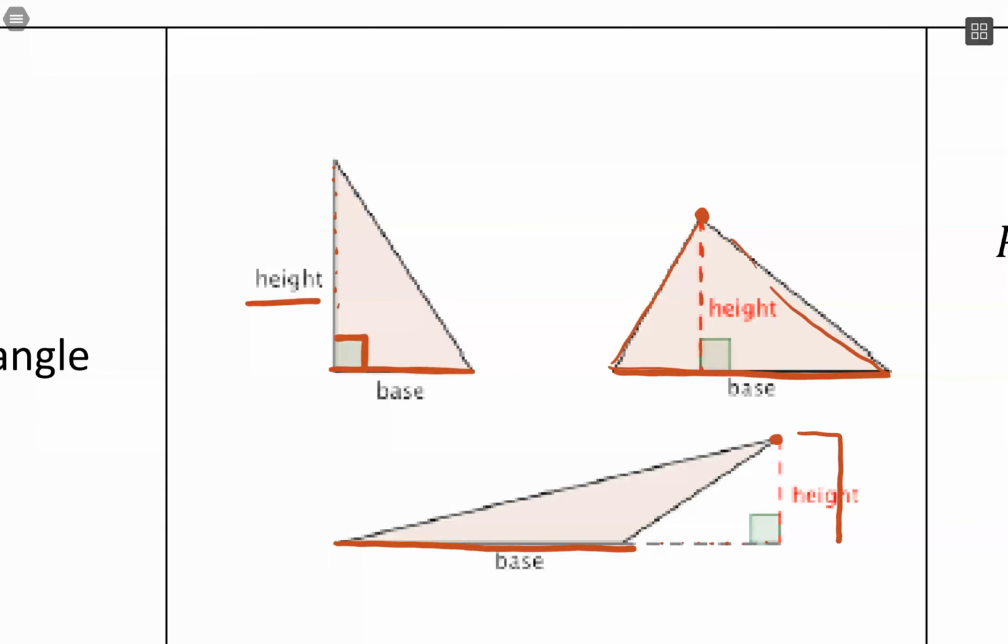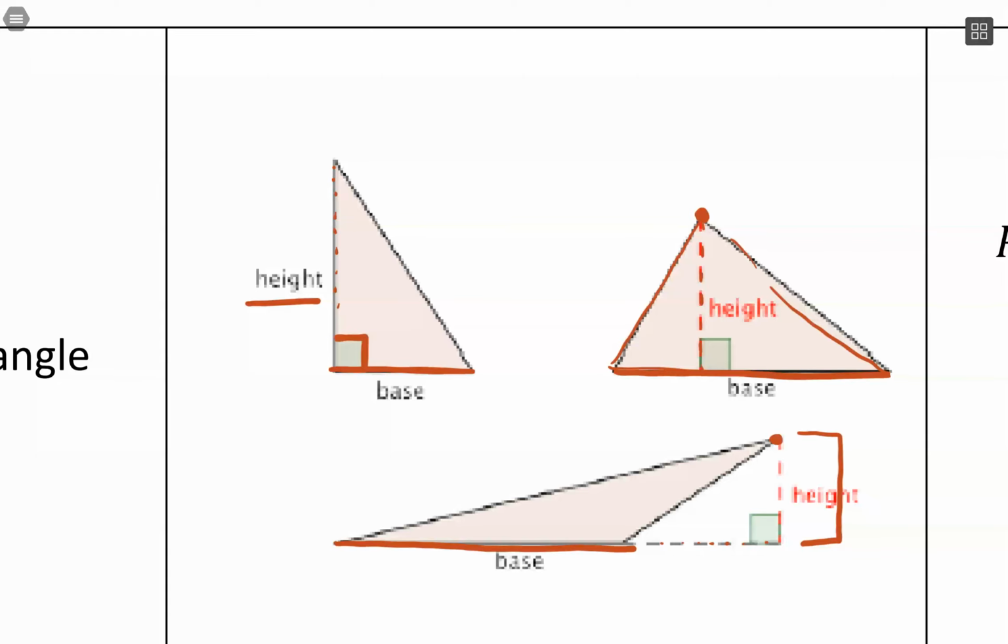But overall this distance here represents the height of that triangle. So for height, just make sure you have that perpendicular line falling down. There might be questions where the Pythagorean theorem comes up in here because there are some right triangles, so you might have to solve for height, and you can use the Pythagorean theorem to do that.